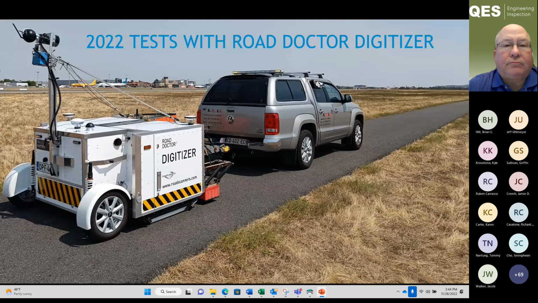And that's the last slide I wanted to show. This is our new system, which we call the Road Doctor Digitizer, where we have a 3D radar under this trailer. The GSSI system is also there. You can see the red boxes, LiDAR, IMUs, and 360 cameras.